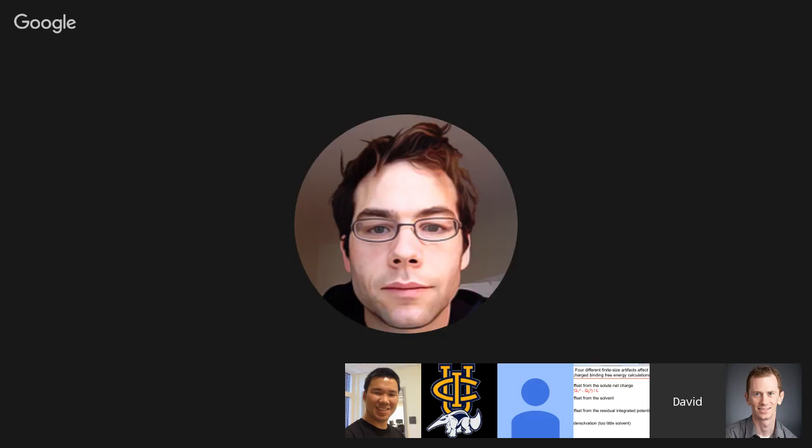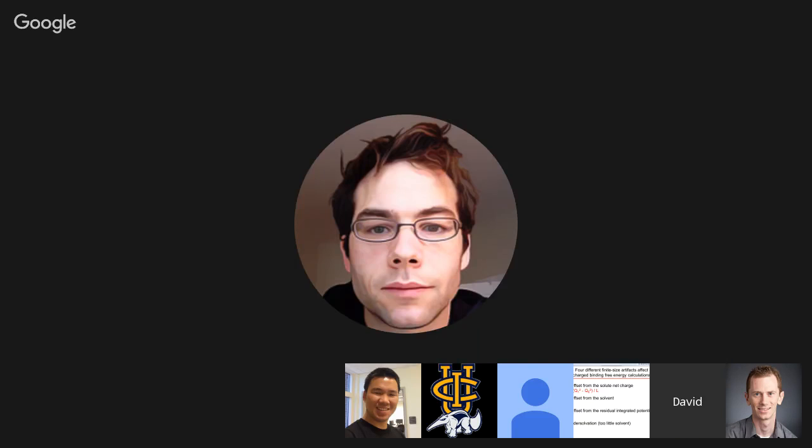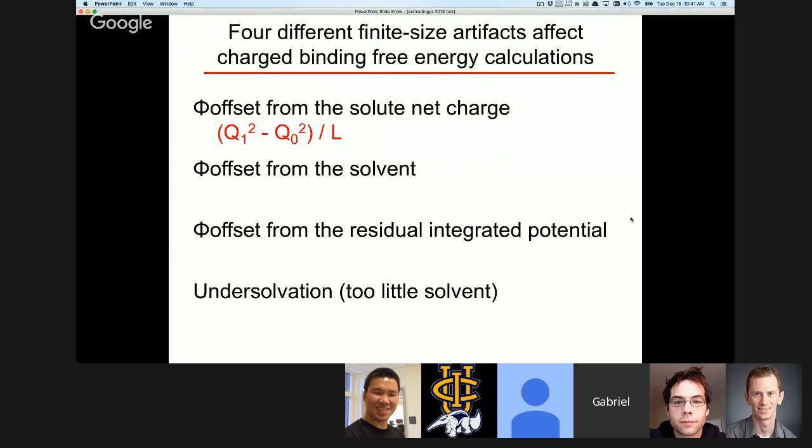Why is it squared? Because let's say you have your ion in the box. The solvation energy of your ion or your charged ligand is what you're interested in, and it's changing from Q0 to Q1. So that ion is creating some Q worth of average potential in the box, and it's also feeling that Q worth of average potential in the box. So it becomes Q squared.